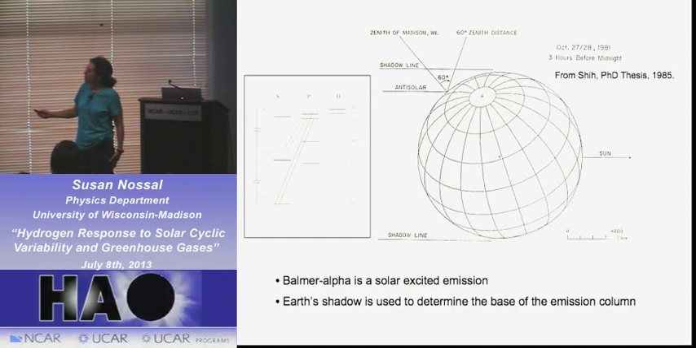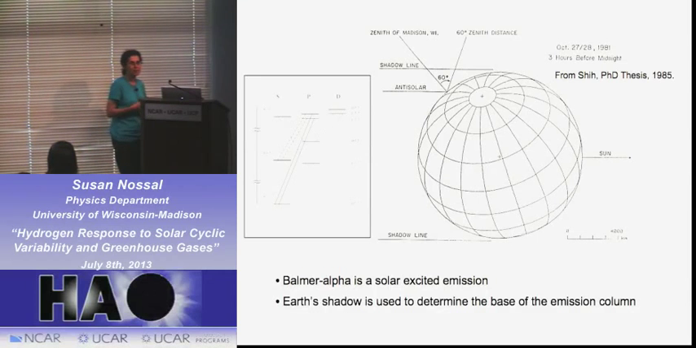By looking at different directions, or in the same direction but at different times of night, you'll be probing different shadow altitudes. Most of the emissions are coming from above the Earth's shadow, but there will be some emissions, from multiple scattering, below the Earth's shadow, so that also has to be taken into account. And please ask questions if you have them or if this is confusing.